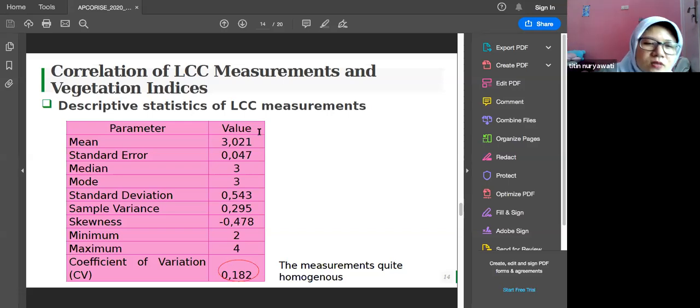We focus on the coefficient of variation. The value is about 18%. It means that in agriculture, this value can be considered to indicate the measurement is homogeneous or quite good. Next.